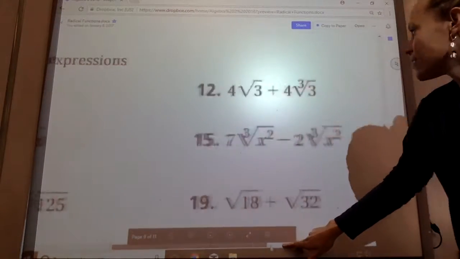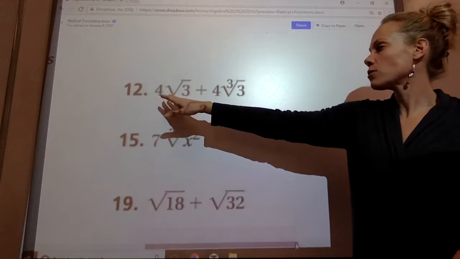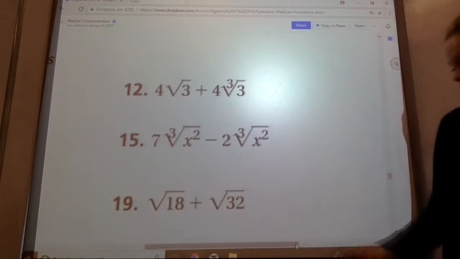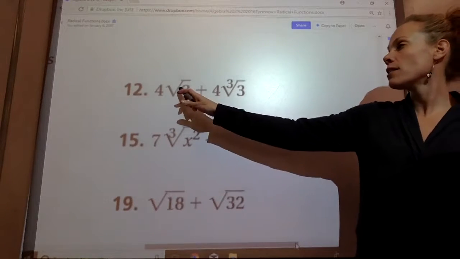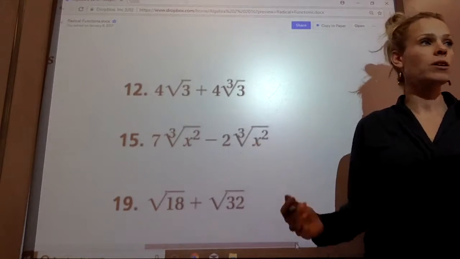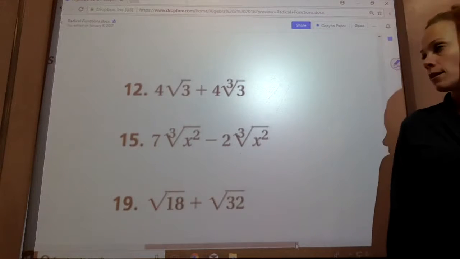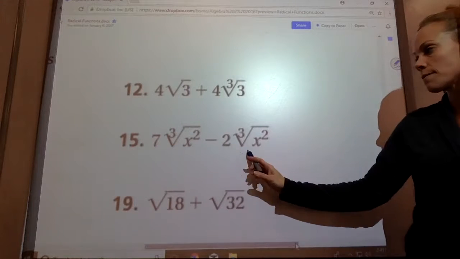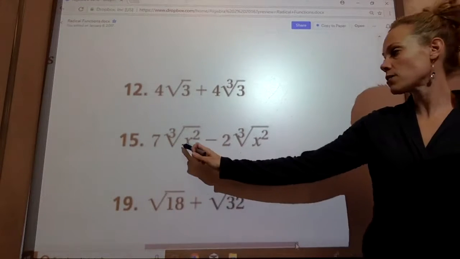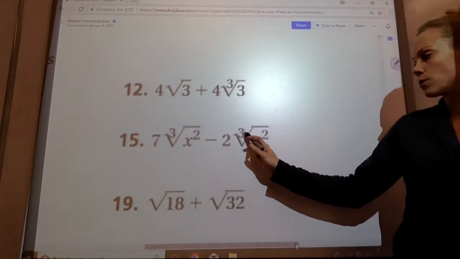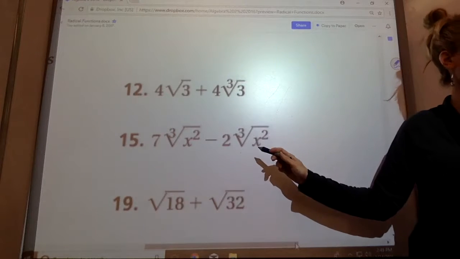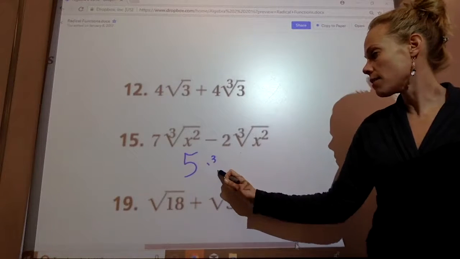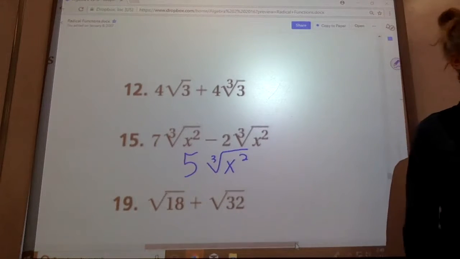You look at the other two. Can I do number 12? Can I do 4 square root 3 plus 4 cube root 3? No, because even though the 3's match, this is a square root and that is a cube root. You can't do anything with that. Okay. How about 15? Can I subtract these? Yes, because they're both cube root x squared, cube root x squared. So those are like terms, so I can subtract. 7 minus 2 is 5, so I'd say 5 cube root x squared.